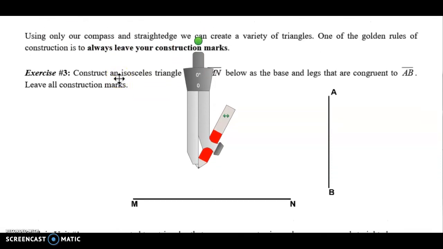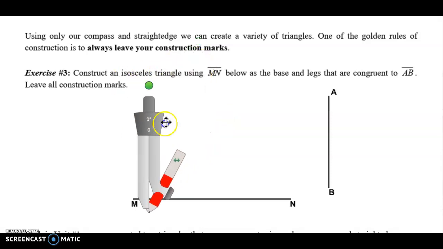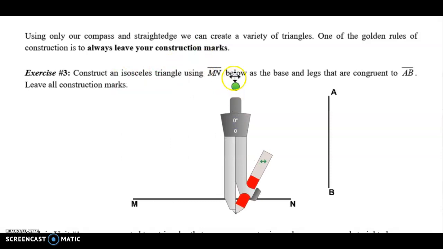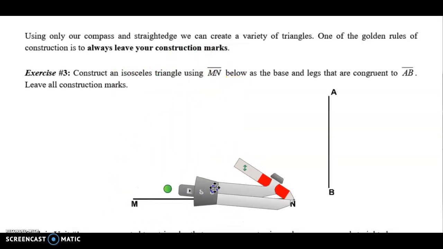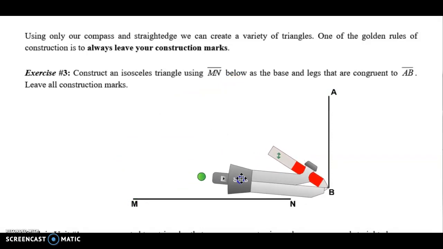All right, so we are going to create an isosceles triangle. Now remember, isosceles, we just talked about that on the other page. An isosceles triangle has two sides congruent. So I want to create an isosceles triangle. MN is going to be the base, so that is not going to be one of the two congruent sides. But the legs are going to be congruent, and they are going to be the length of AB.